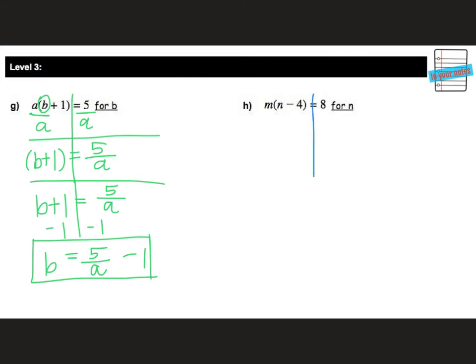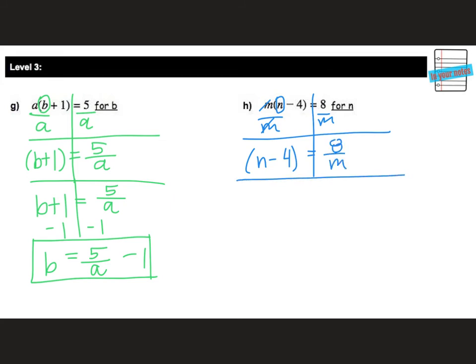All right, let's try this next one, solving for n. So again, the n is stuck inside those parentheses, so first thing we need to do to get rid of the parentheses is get rid of this times m on the front. And to get rid of a times m, we'll go ahead and divide by m, leaving me with n minus 4, and then 8 over m.